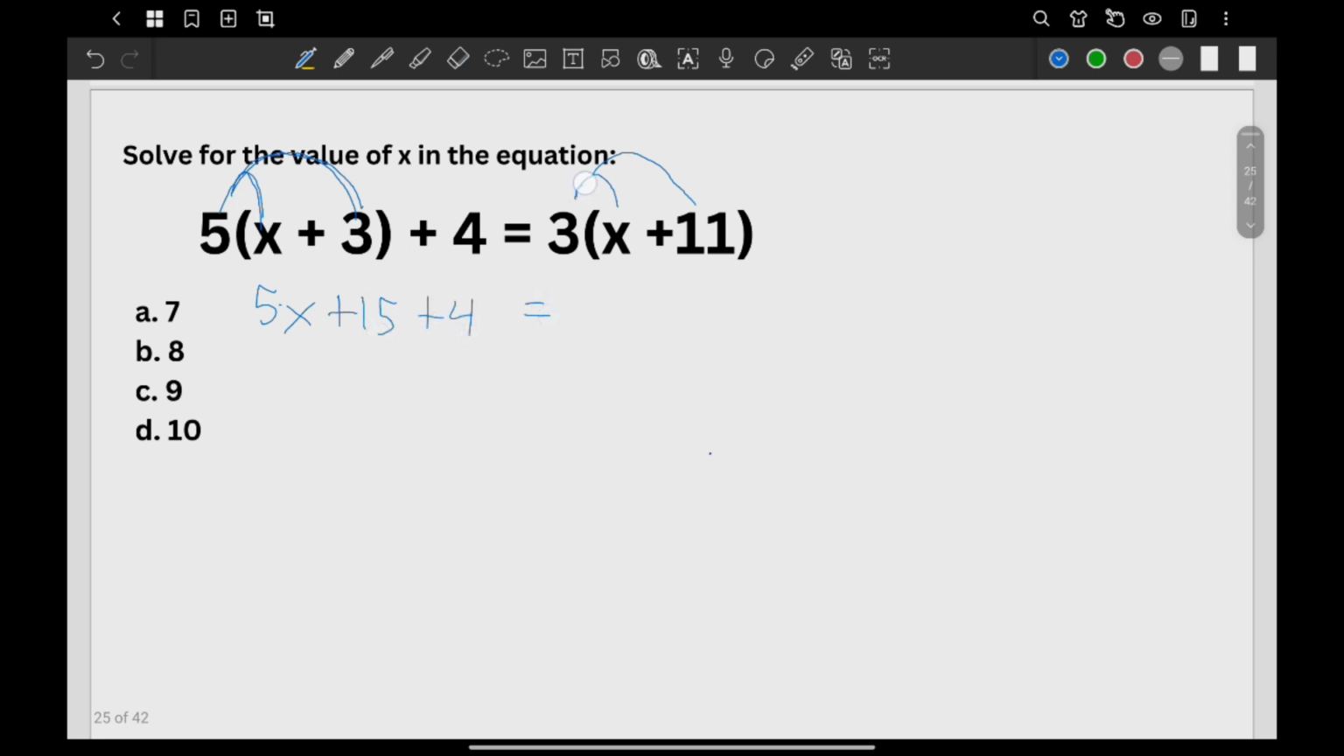What's 3 times x? That's going to be 3x. What's 3 times 11? That's going to be positive 33, right? Or you can just copy there the plus sign. Now, let's continue. Let's try to combine like terms first. Because, as you can see here on the left side, you can combine 15 and 4. Yes, we can combine them. So, we have now 5x plus 19 is equal to 3x plus 33.